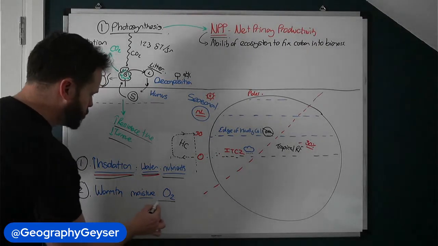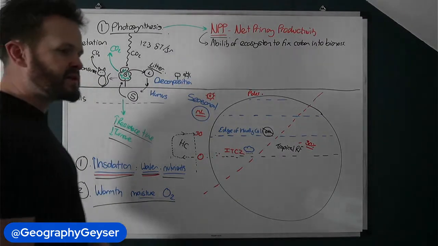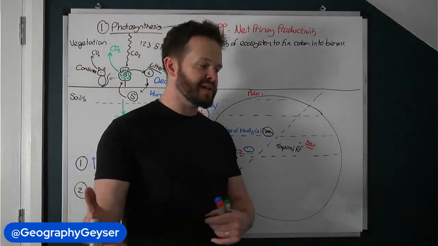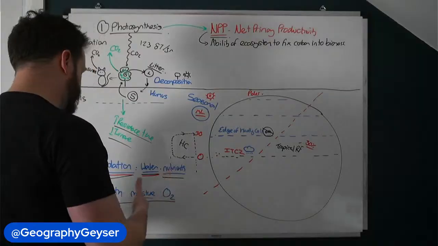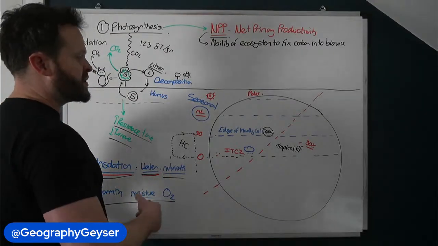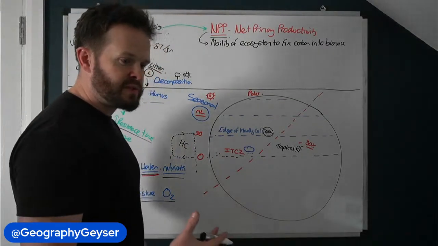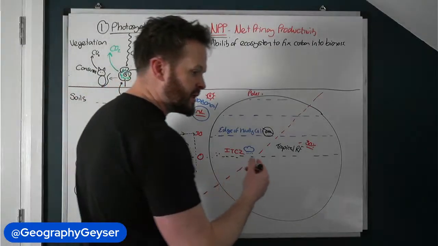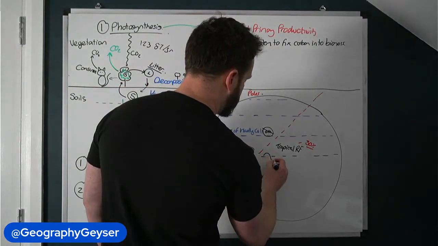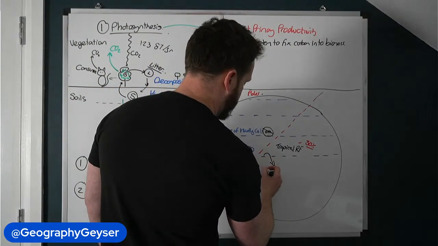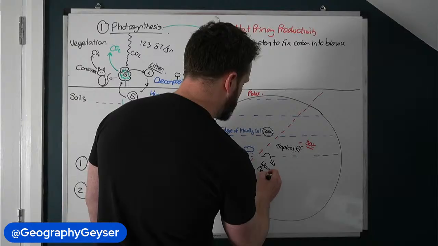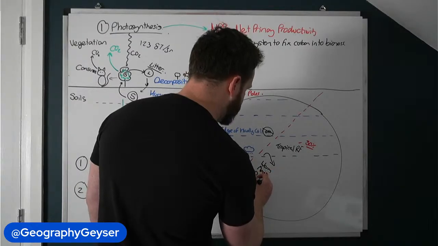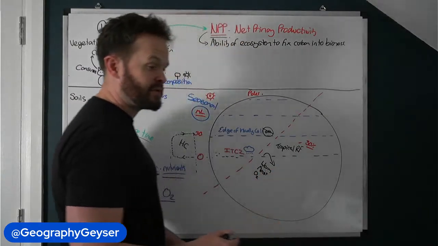Now, there's a few rules with decomposition, and this is where it starts to get a little bit complicated and where students start to get a little bit confused in terms of the importance of these processes in certain places. So the highest rates of decomposition will take place along the ITCZ because it's warm, because it's moist, and there's plenty of oxygen because this is where we have the tropical rainforests.